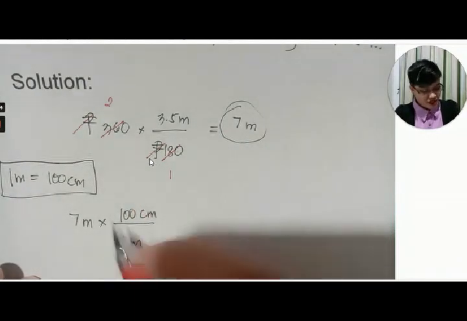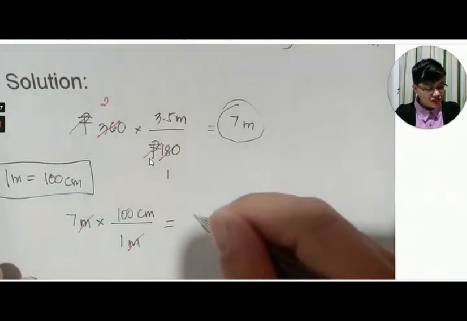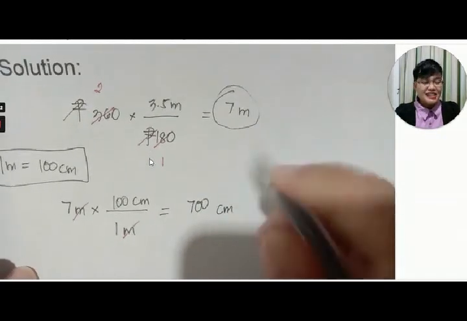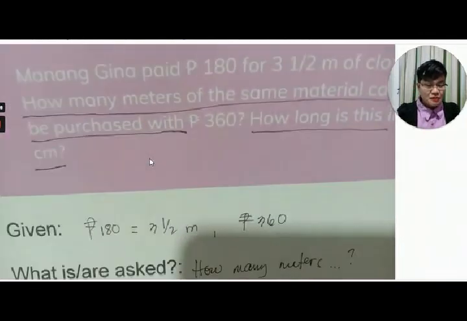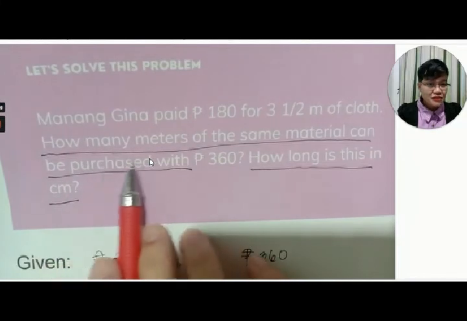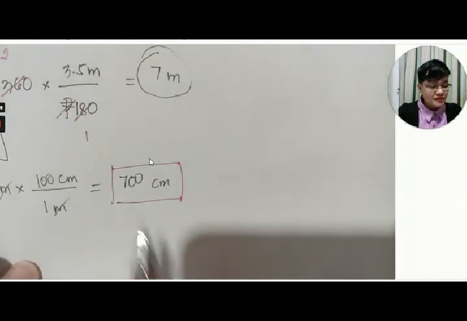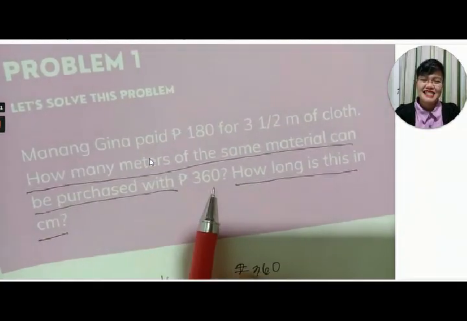Okay, so now we can cancel meters. Hooray! And proceed to the operation. 7 times 100 is, of course, 700 with your unit centimeters. Okay, so now going back to the question, how many meters of the same material can be purchased with 360 pesos? In centimeters, you have 700 centimeters of the same material for the price of 360 pesos.